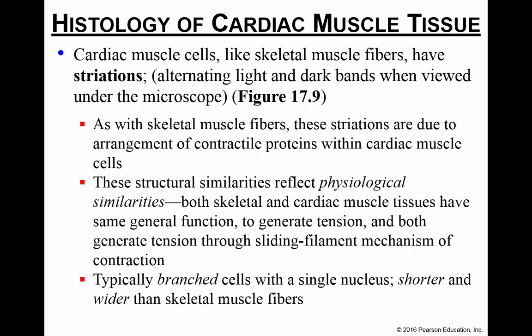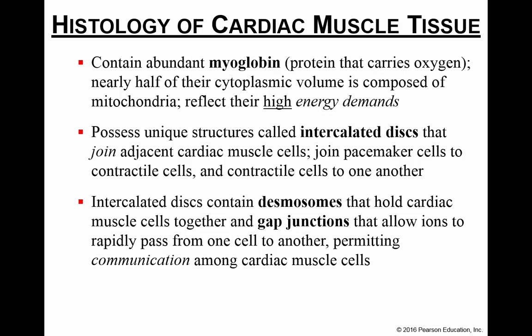These cells are branched, and they have one nucleus, and they are much shorter and wider than our skeletal muscle fibers are. They have a lot of myoglobin that carries oxygen, and they have very high energy demand, so about half of their cytoplasm is filled with mitochondria.